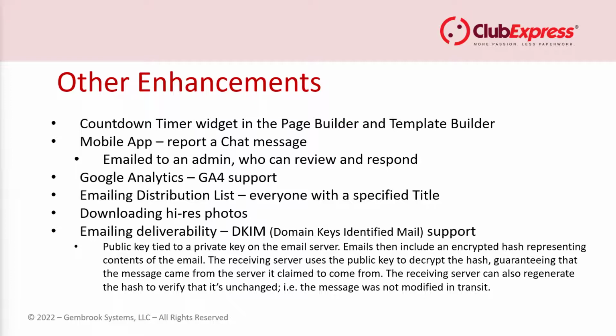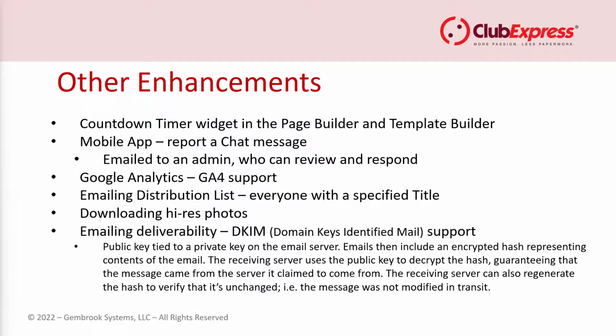And that text record contains a DKIM public key. Every email that goes out includes an encrypted hash representing the contents of the email, and the receiving server uses the public key to decrypt the hash, and it guarantees that the message came from the server that it claims to have come from. The receiving server can also generate the hash using the public key to verify that it's unchanged. So the message was not modified in transit.